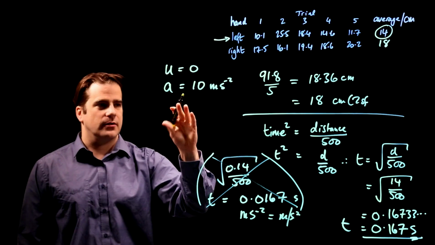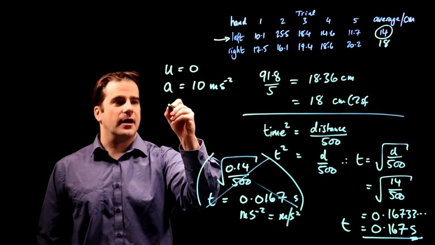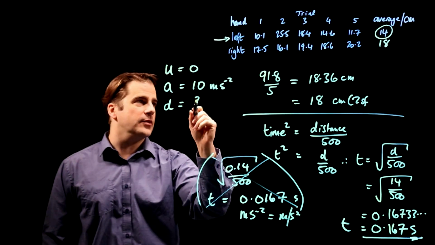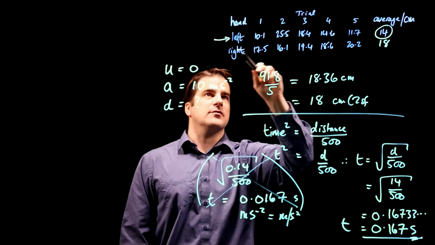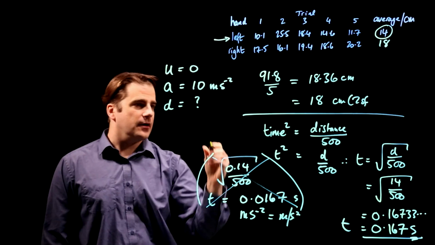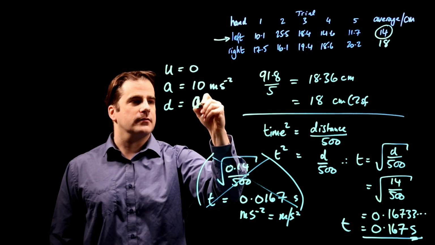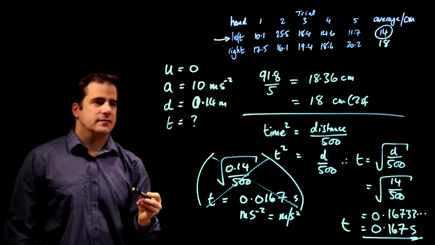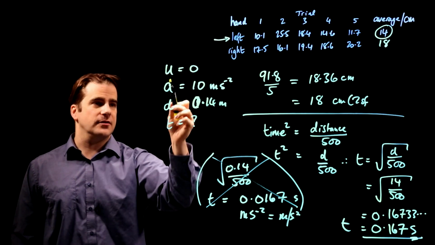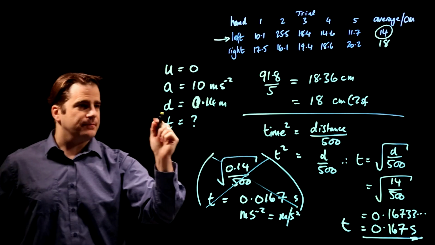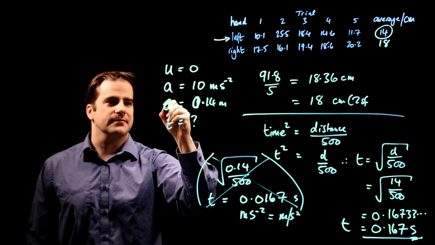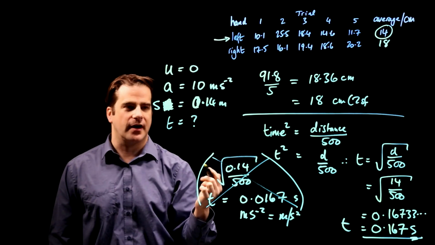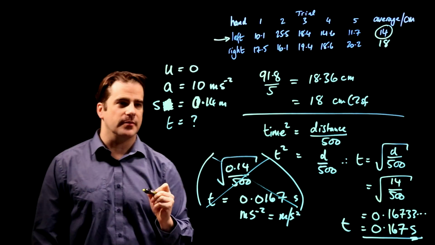We don't care about v, the final velocity. We do care about the distance fallen, that's what we want to know. Sorry, we're told the distance. It's time we want to know. The distance is 0.14 meters, and we want to know the time. Okay. So, which of the SUVAT equations connects U, A, D, and T? In SUVAT, sorry, we use S for distance for some reason. It's not DUVAT, it's SUVAT. So the distance, S, is 0.14 meters.